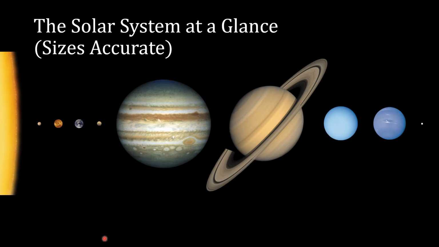Like if you were to just look at this picture from a distance, you would basically just see these four, and only upon closer inspection would you notice that there's actually more stuff in the picture. So this is one of the things that makes it difficult to draw a nice accurate picture of the solar system.